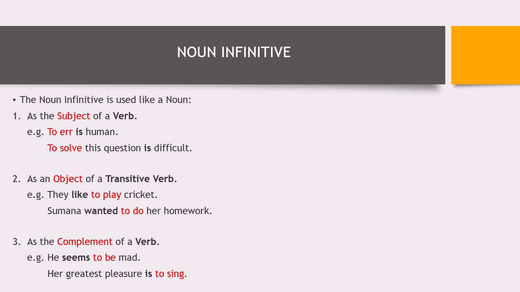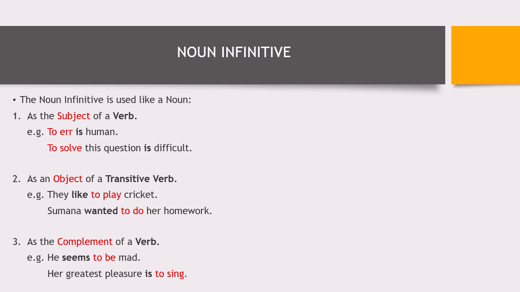2. As an object of a transitive verb. For example, they like to play cricket. To play is the object of the verb, like. Suomarna wanted to do her homework. To do is the object of the verb, wanted.